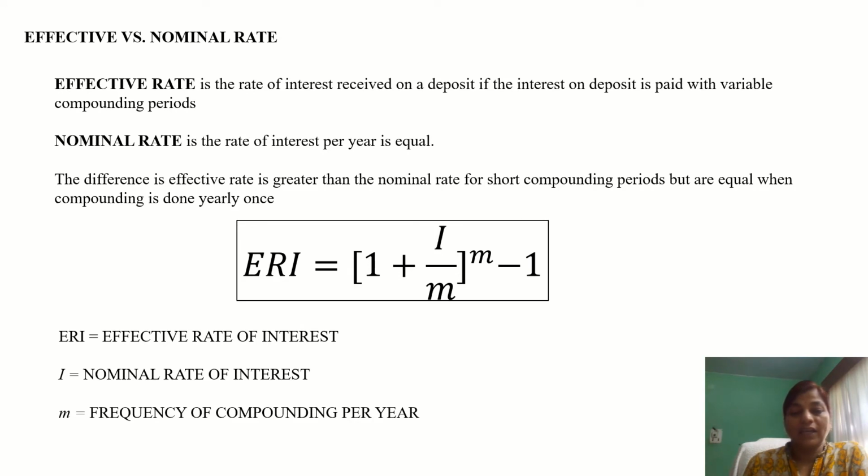So the ERI, that is the effective rate of interest, is given by 1 plus I by m, raised to the power of m, minus 1. Here I is the nominal rate and m is the frequency of compounding per year.